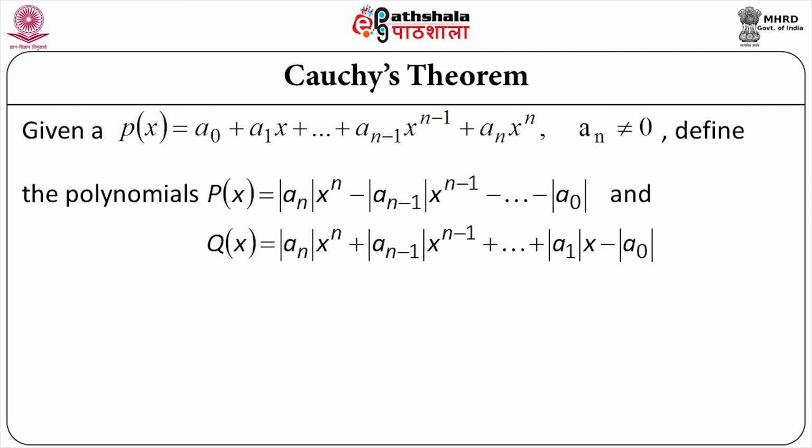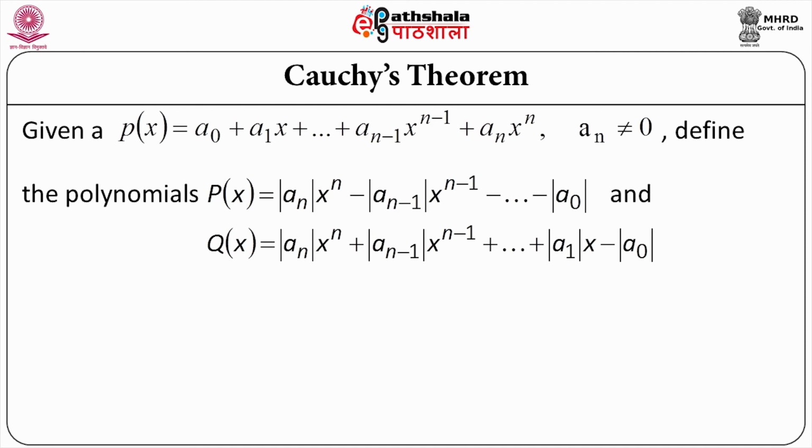And the other polynomial which we denote by capital Q x, in this case all the coefficients from the highest degree to the last but one coefficient of x are made positive, magnitude remains the same, and the last constant term a 0 is made negative. So, this is given mathematically by absolute value of a n x raised to n plus absolute value of a n minus 1 x raised to n minus 1, and so on, plus absolute value of a 1 into x minus absolute value of a 0.